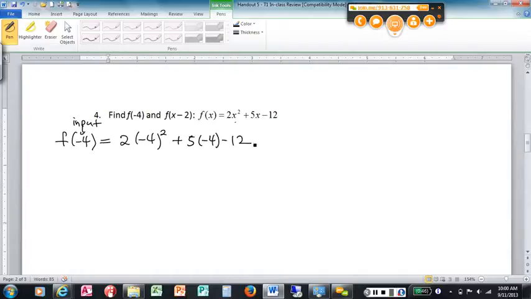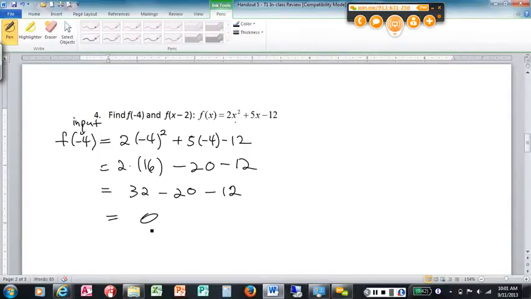Input negative 4. Now, of course, using the order of operations that we know, we do the squaring first, and we square a negative 4, it's a positive 16. We can go ahead and do 5 times negative 4, that's minus 20, minus 12. 2 times 16 is 32. So we have 32. How about that? That's going to work out to be 0, isn't it? 32 minus 20 minus 12 is 0.